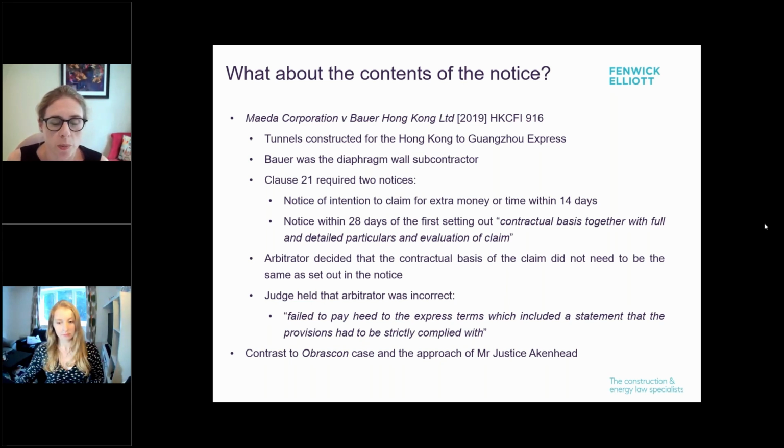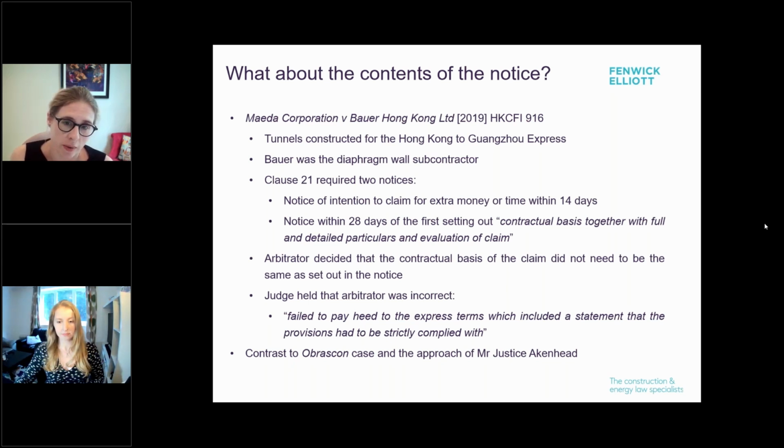So, Mida Corporation v Bauer Hong Kong: there were various tunnels being constructed for the Hong Kong to Guangzhou Express. Bauer was a diaphragm wall subcontractor. And clause 21 required two notices: notice of intention to claim for extra money or time within 14 days, and a notice within 28 days of the first setting out the contractual basis. They had to set out the contractual basis together with full and detailed particulars and evaluation of the claim.